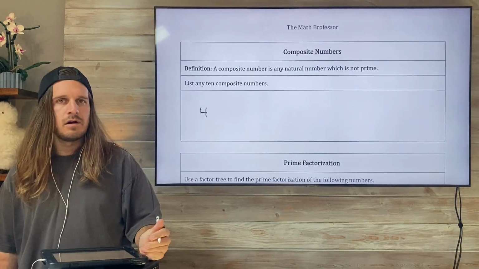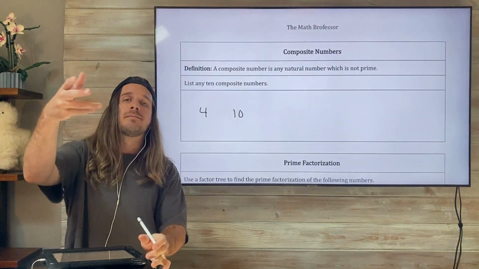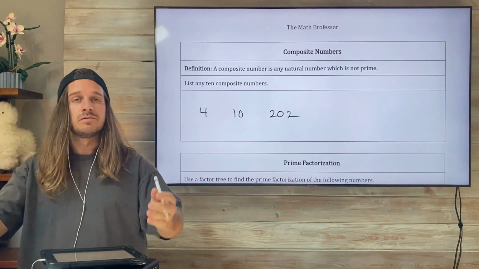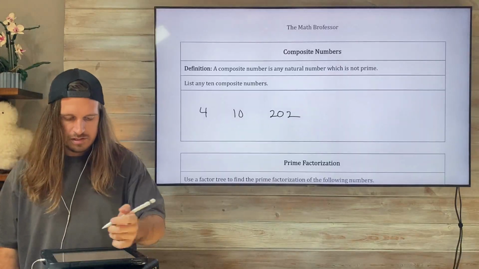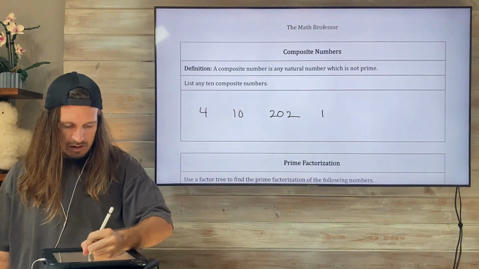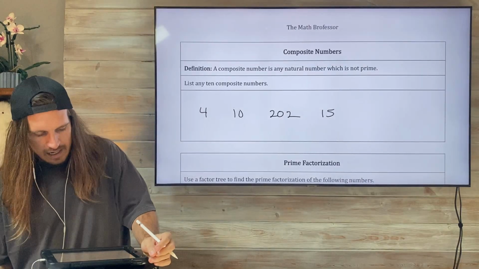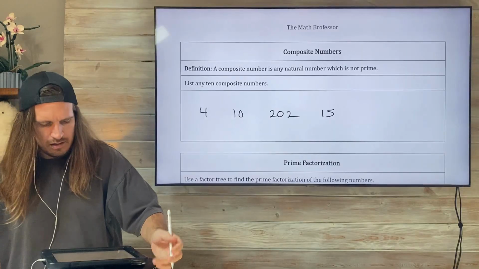4 is composite, right? 4 is divisible by 2. 10, any even number other than 2 is going to be composite. So that could be 202, right? That's divisible by 2. What about some odd composite numbers? Well, previously we came across 15. 15 is divisible by 3 and 5. And I said 10, let's just do one more composite number.